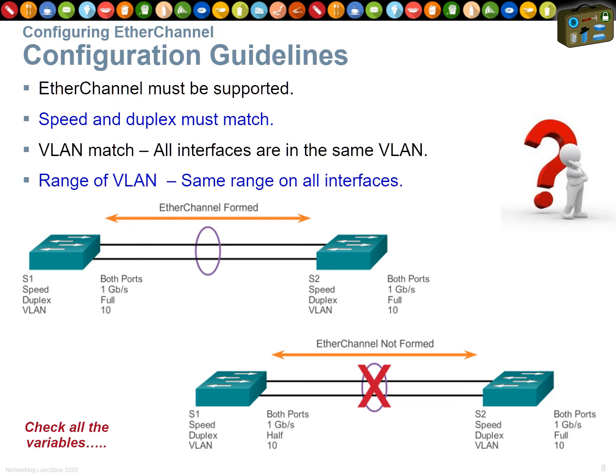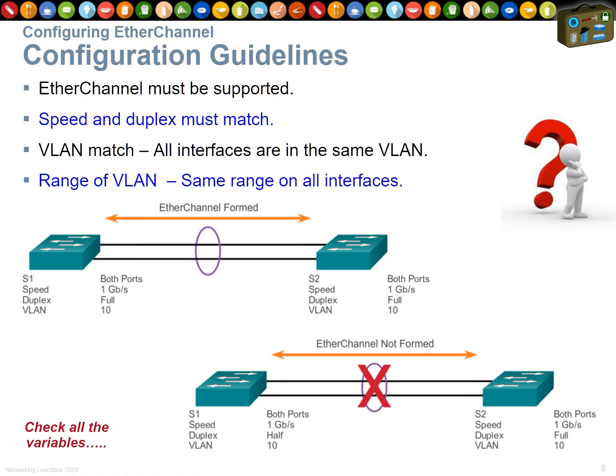Speed and duplex must match. This is very, very important, because the devices use CDP neighbors to talk to each other, and if one end is half duplex and the other end is full duplex, or the VLANs are on the wrong VLAN, or the native VLAN is mismatching, these are all the things that are going to stop an EtherChannel forming. So you always need to make sure that both switches, both the interfaces that you're grouping together, are identical at both ends.